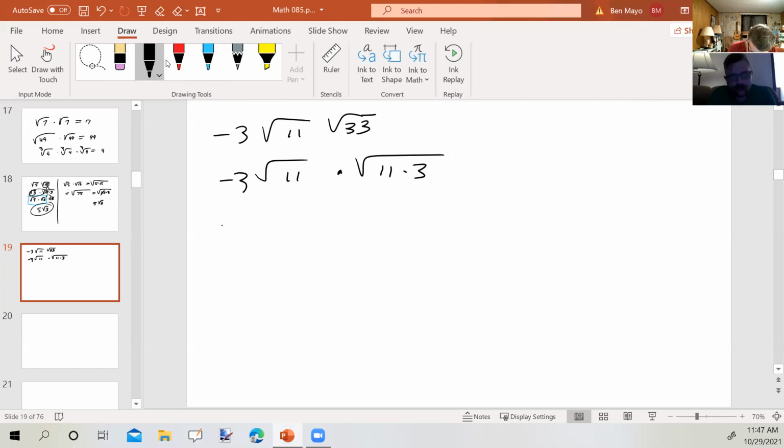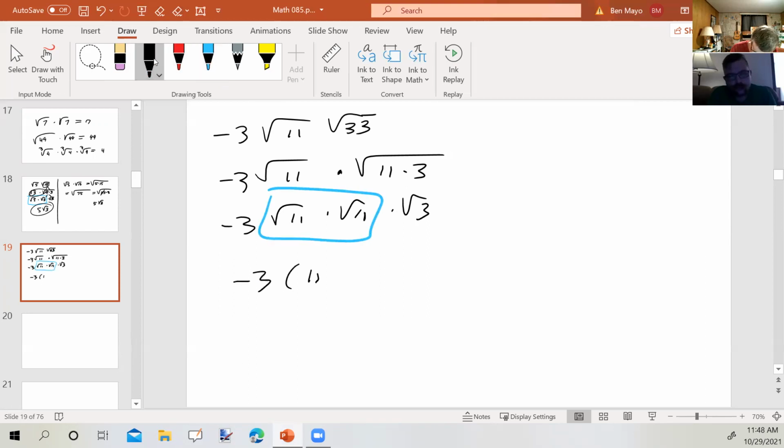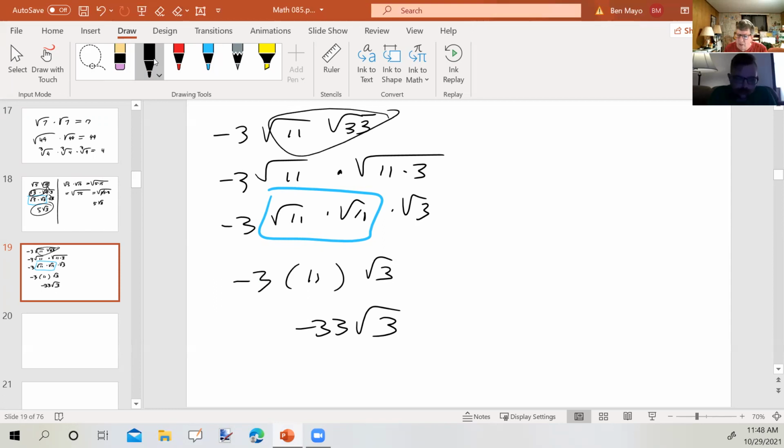Okay, so then this is negative 3 square roots of 11 times the square root of 11 times the square root of 3. Okay, this is 11. So I've got negative 33 square roots of 3. So again, what did I do? I looked at this and I said, oh, 11 is a factor of 33. So let's pull it out of there, put it with the other square root of 11 to get 11.